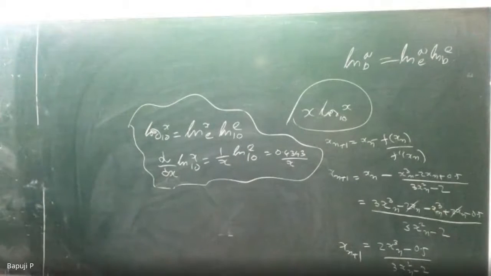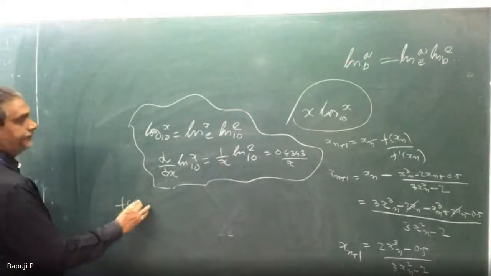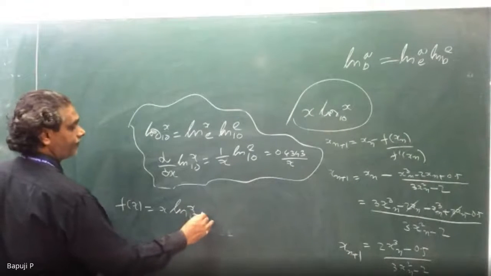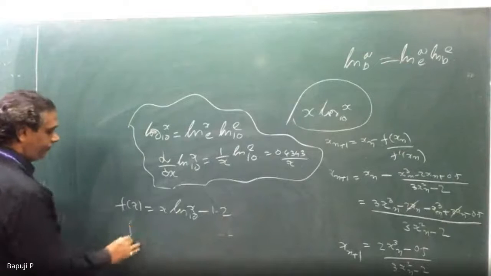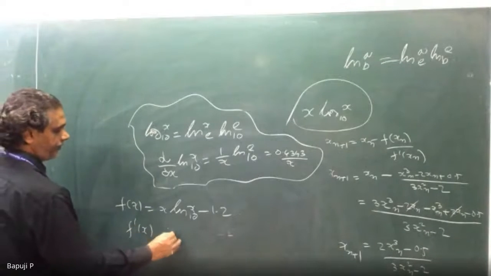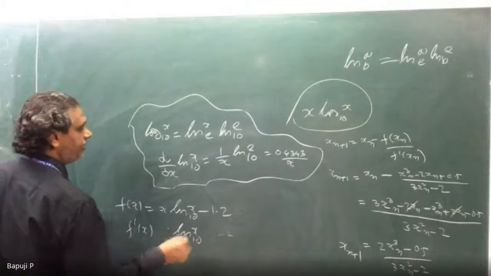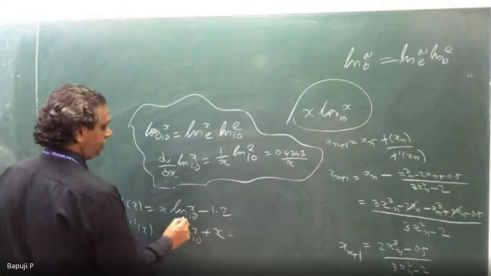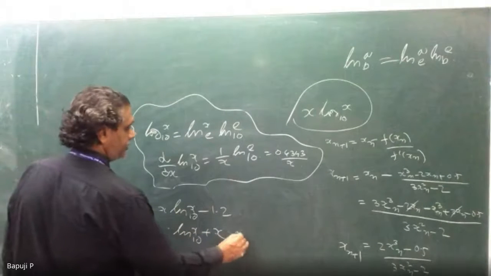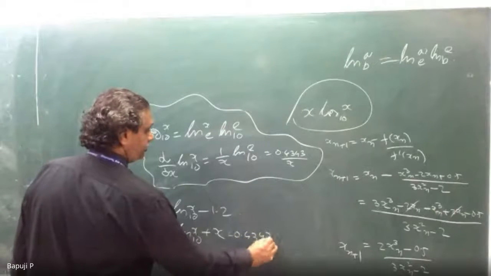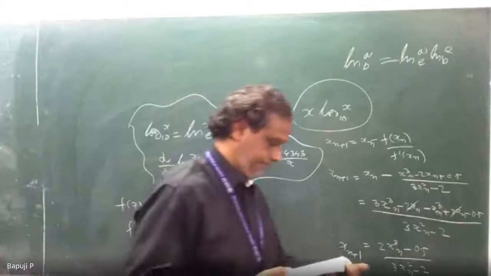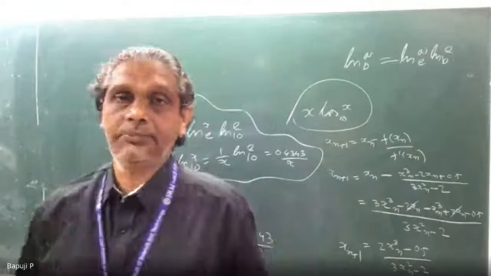Now come to the second term. I am not disturbing it, keeping it as 10 only. Then plus x into this differentiation, which is 0.4343 by x. Check. Sir, correct or not? Any problem? Am I confusing a lot?